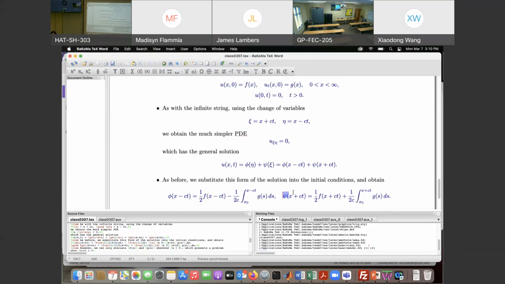So this formula, psi of x plus ct, is fine, because if x and t are non-negative, certainly x plus ct is non-negative, so we're good over here. But for this case, if x minus ct is positive, again, we're good. But we have to account for a case where x minus ct is negative and do something else.